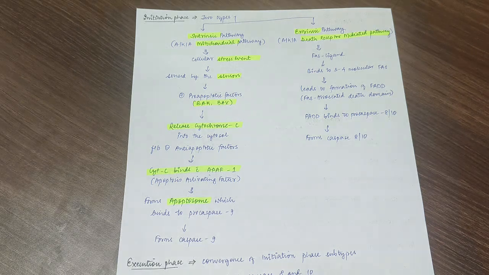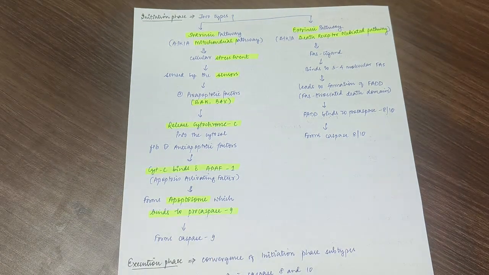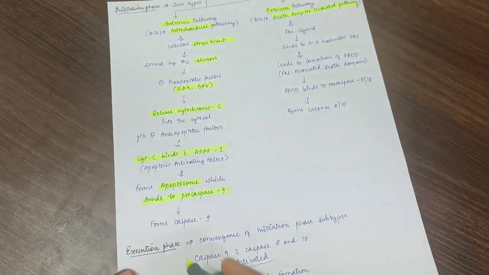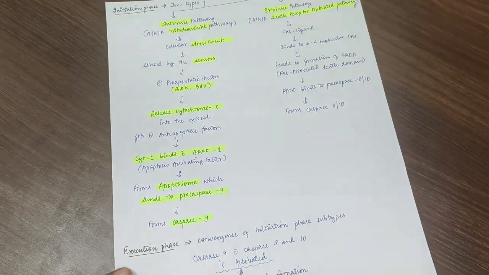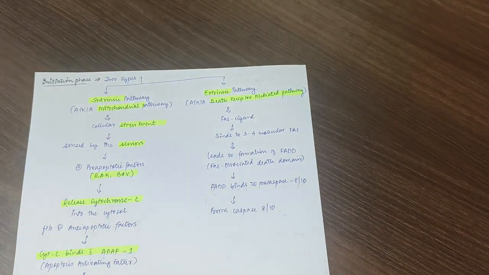After formation of the apoptosome, what does it do? It binds to procaspase 9. After this apoptosome binds to procaspase 9, procaspase 9 will be converted to caspase 9. So this is the end of the intrinsic pathway. Now we'll go to the extrinsic pathway.